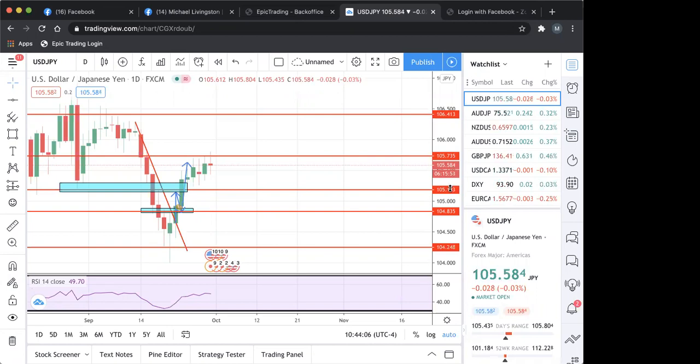So if you were using a 0.10 lot, that would be a dollar per pip. So 55 pips, that'd be $55. If you were using a 0.01 lot, that'd be $5.50. If you were using a 1.0 lot, it'd be $550.